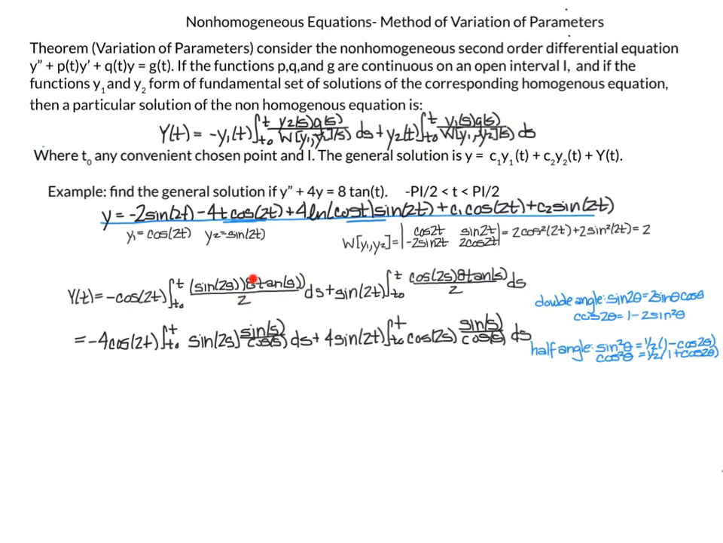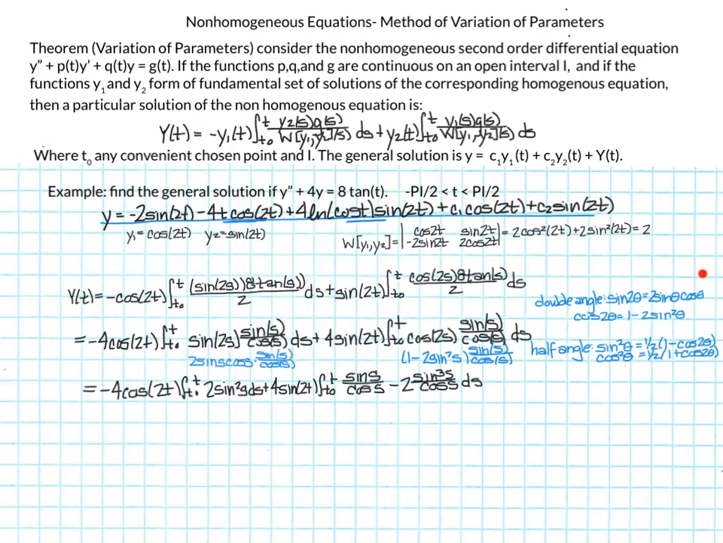Next, I combine my 8 and my 2, which will give me 4, and I move it outside. And I'm left with sine of 2s, and then I converted my tangent to sine over cosine. Same thing, 8 and 2, I moved it out, so I have my 4 sine of 2t, and then I have my cosine of 2s, and then my tangent I converted to sine and cosine. The next thing I use are my double angle formulas for this sine 2s and this cosine 2s. So for sine 2s, I get 2 sine s cosine s times sine over cosine. So the cosines cancel out, and I'll be left with 2 sine squared s.